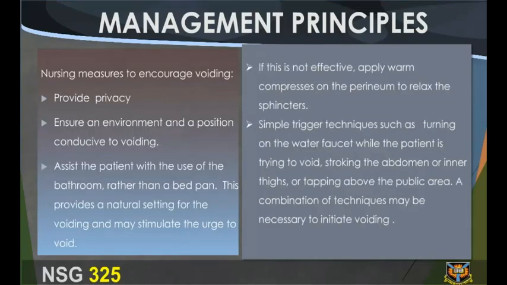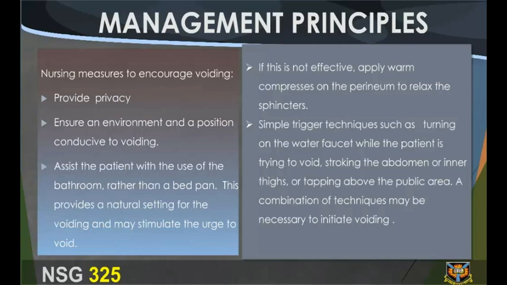Nursing measures to encourage voiding: provide privacy, ensure an environment and a position conducive for voiding, and assist the patient with the use of the bathroom rather than a bedpan. This provides a natural setting for voiding and may stimulate the urge to void. If this is not effective, apply warm compresses on the perineum to relax the sphincters.